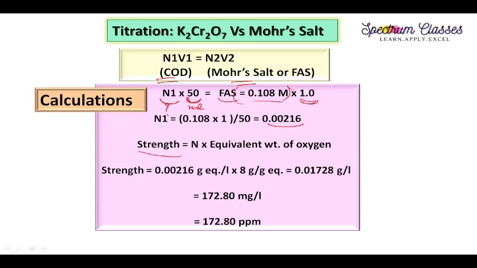To determine it in grams, normal into equivalent weight of oxygen, this comes to this here, into the equivalent weight of oxygen, this is 8. On multiplying these two we get this much. If I convert it into milligrams from grams, then I need to multiply it by 1000. So by multiplying it by 1000 I got 17.28 milligrams per liter. And here this milligram per liter can also be called ppm. So 17.28 ppm, or you can say 17.28 milligrams per liter, is the chemical oxygen demand of a given sample, which is quite less.